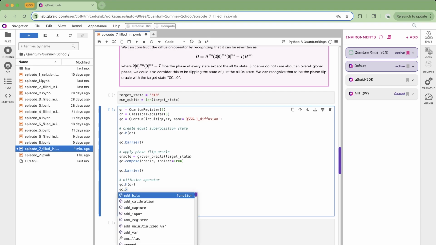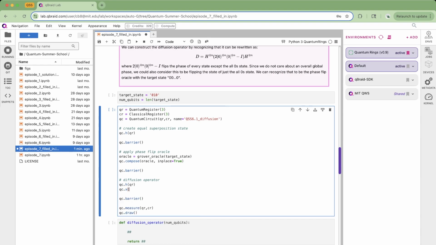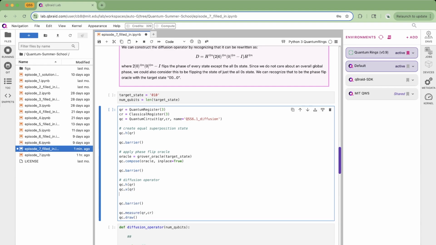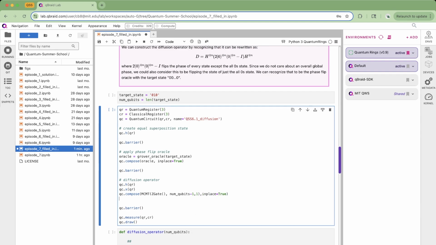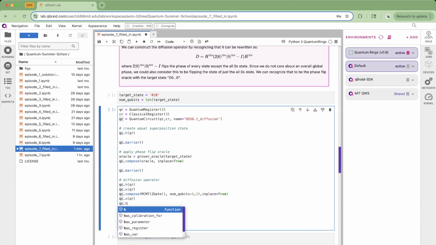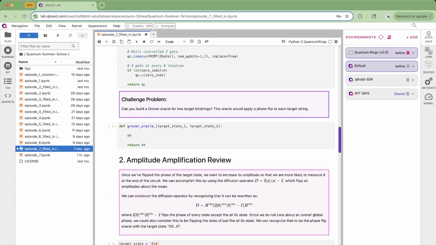Then we need to apply an X gate to everything. Finally, we want to apply our multi-controlled multi-target Z-gate. And then we've got to do the same on the other side. So apply X to everything and apply a Hadamard to everything. And make sure that you run your cells.